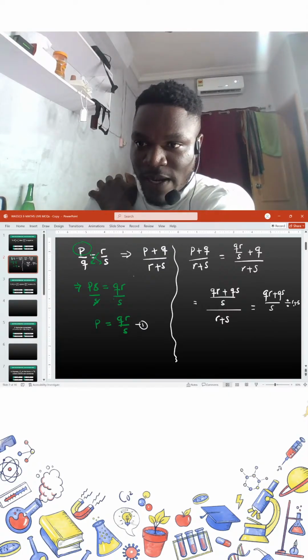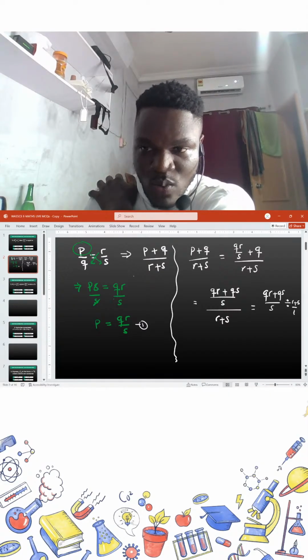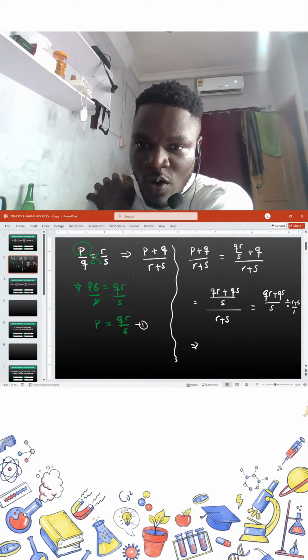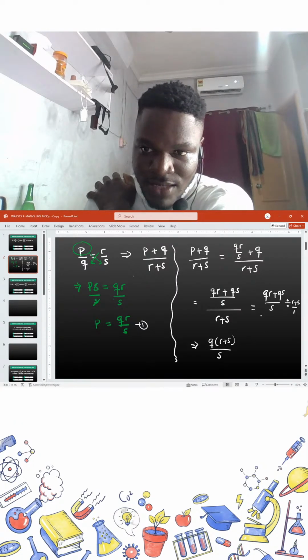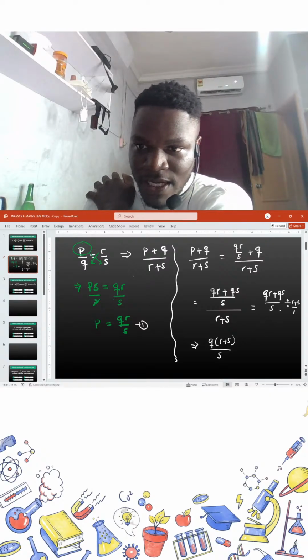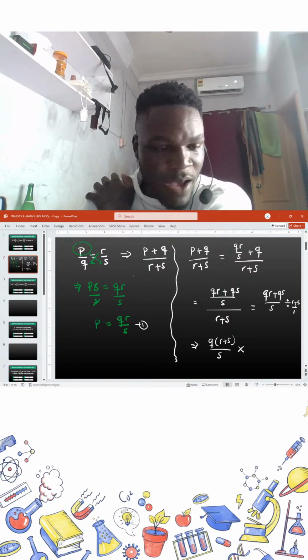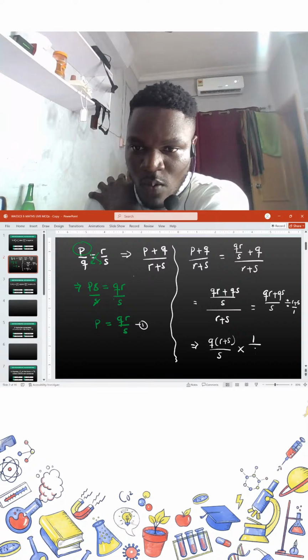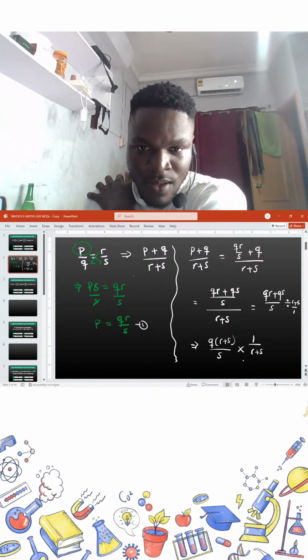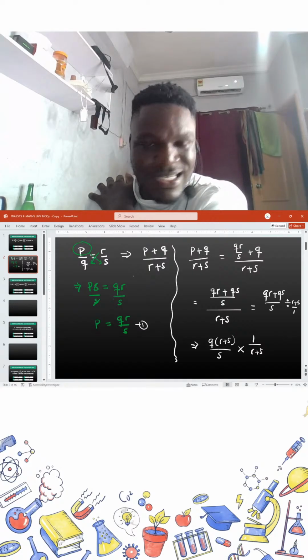Are we okay? All right. So this will be divided by 1. This also has 1 as the denominator. So from here, all we do is that I can see that Q is common. So I factor Q out. So I have Q into bracket R plus S, then over S. That is for this side of it. Then the division sign over here, I will change it to multiplication. And then I will reciprocate the guy over here. So R plus S divided by 1 will now become 1 over R plus S. Are we okay?